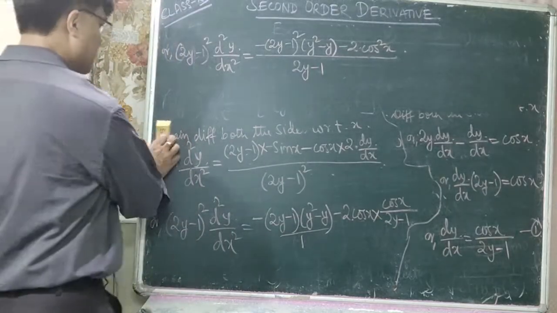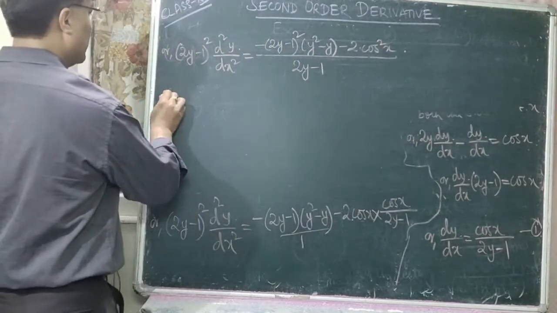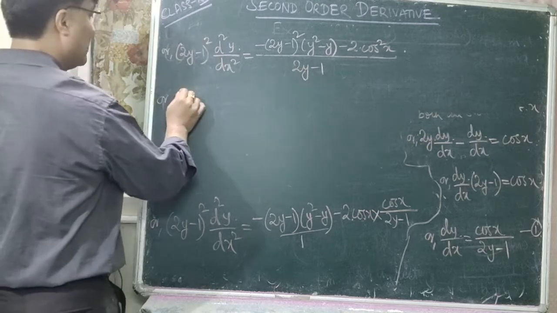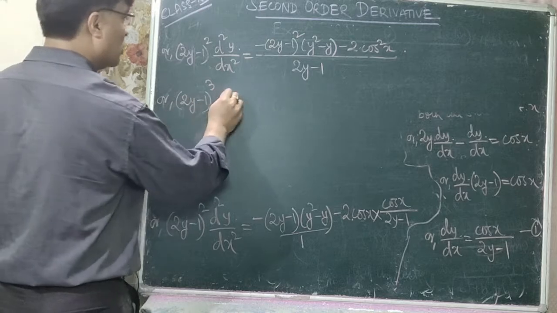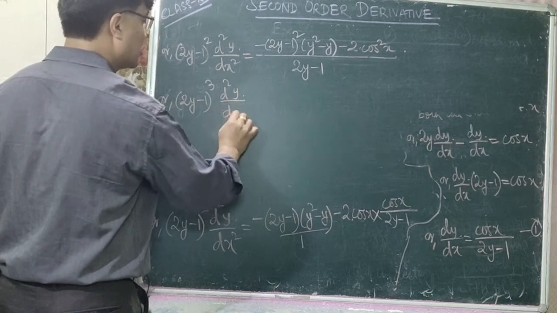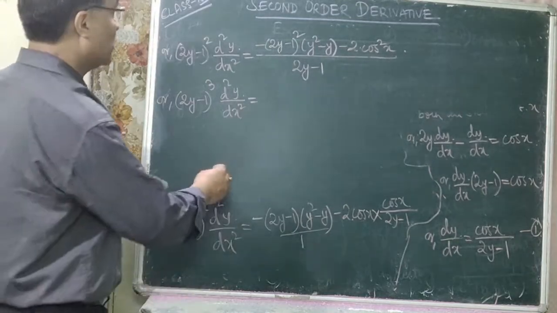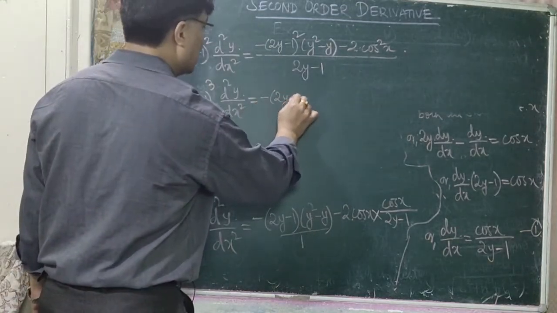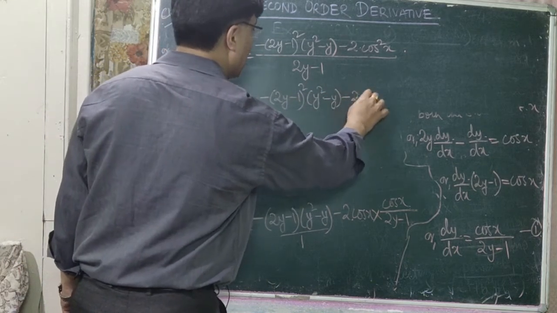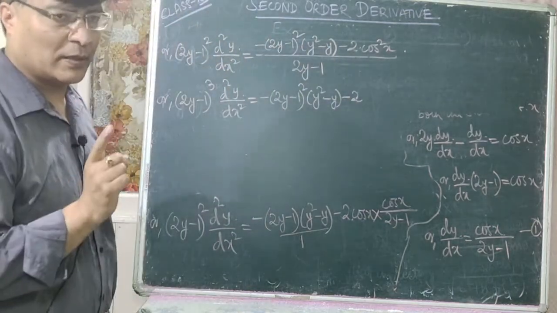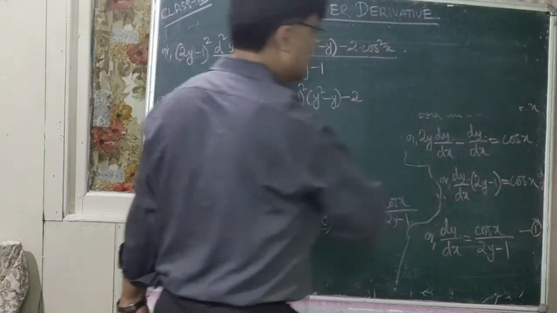Okay. So next, let us simplify it further now. Now you can do cross multiplication. 2y minus 1 whole square into 2y minus 1, that is your 2y minus 1 whole cube. So d2y by dx square is equal to, so we have got this left hand side, isn't it? So it is equal to minus 2y minus 1 whole square into y square minus y minus 2 into cos square x. So you have to eliminate this cos square x also, since we know the value for sin x, isn't it?